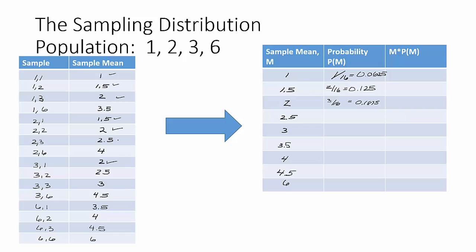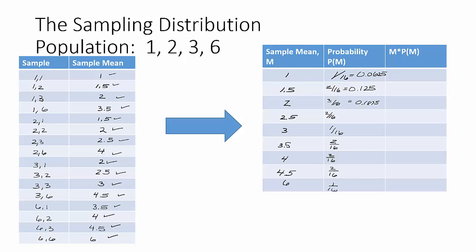Next is the 2.5, and I see that 1, 2 times. Next is 3, and that's only there once. 3.5 is there 1, 2 times. 4 is on the list once, twice. 4.5 is there twice. And 6 is just there once.